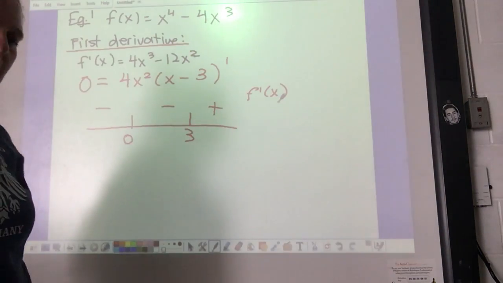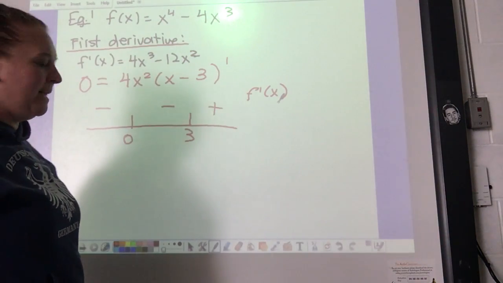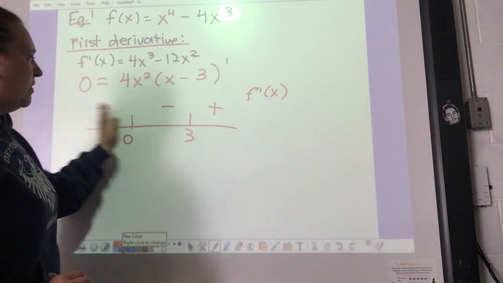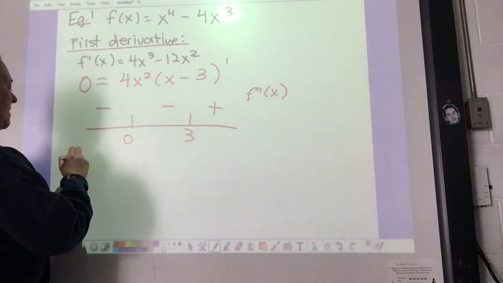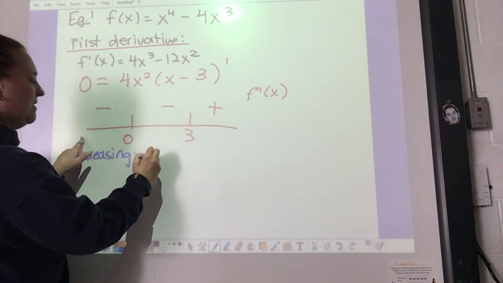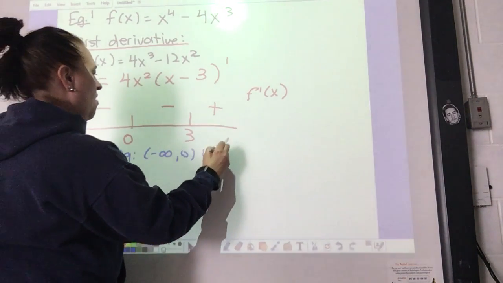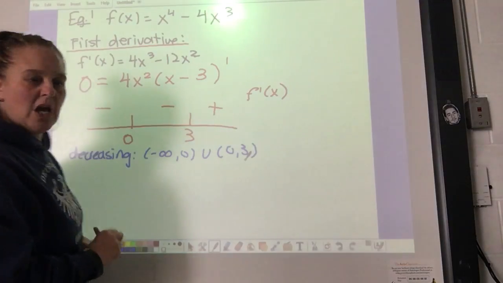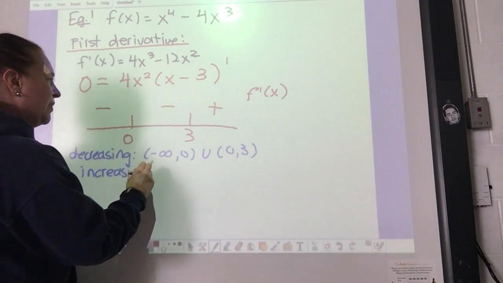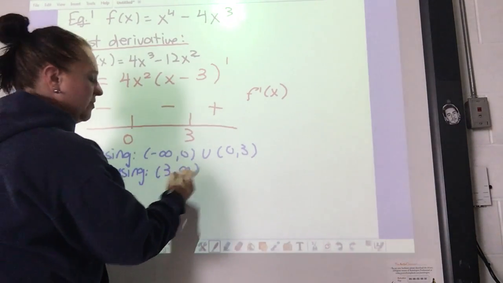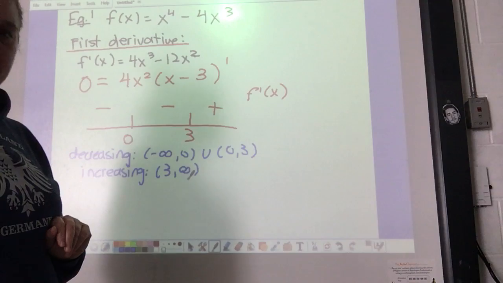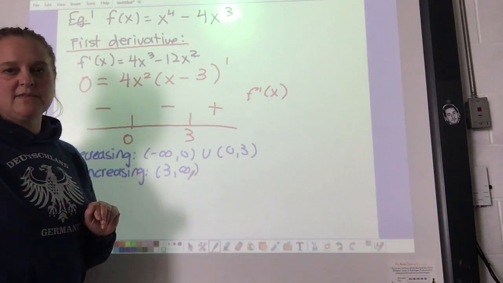Now, what information do we get from our first derivative? That's where we get our min or max values. So let's just analyze it first. What do these regions mean? The negative regions mean where it's decreasing. So this graph would be decreasing from minus infinity to 0 or from 0 to 3. Where would this graph be increasing? Well, wherever we see a positive number, so the graph would be increasing from 3 to infinity. So that's where we get where the graph is increasing, decreasing. Then we look, are there any min or max values?